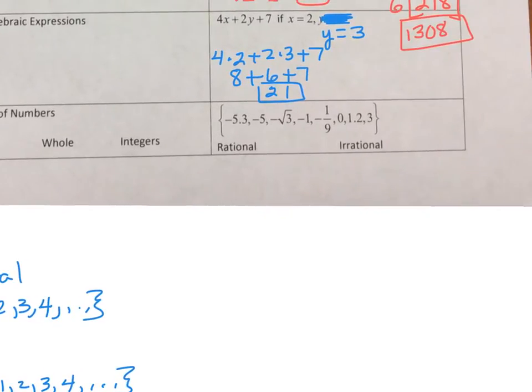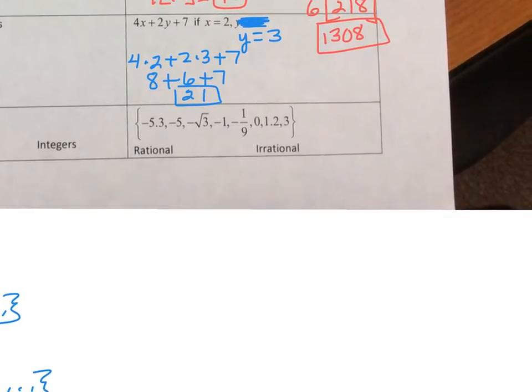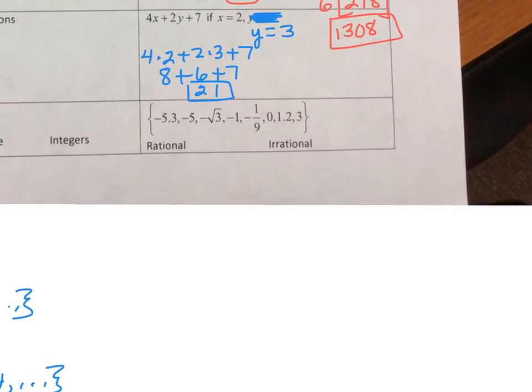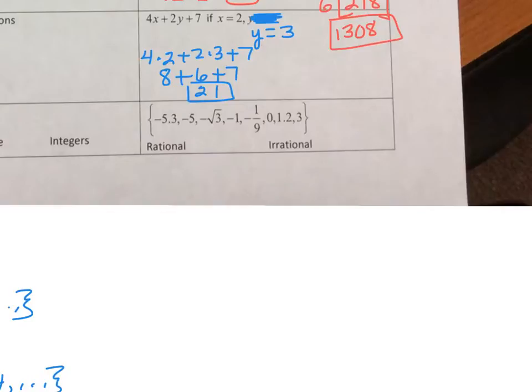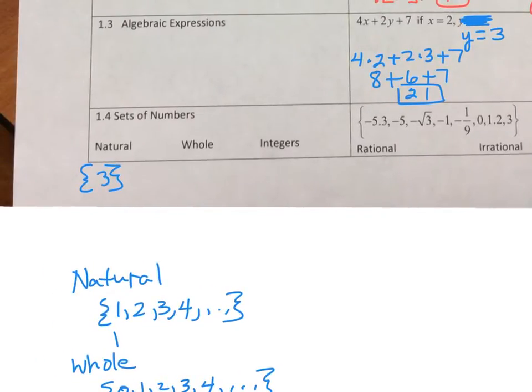Okay. Let's go to Brock and Tristan. Out of this set, which of those numbers are whole numbers? 0 and 3. 0 and 3 is correct.